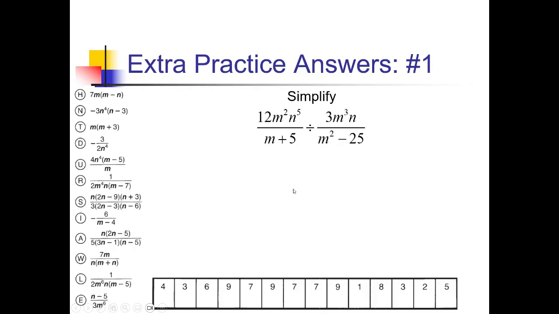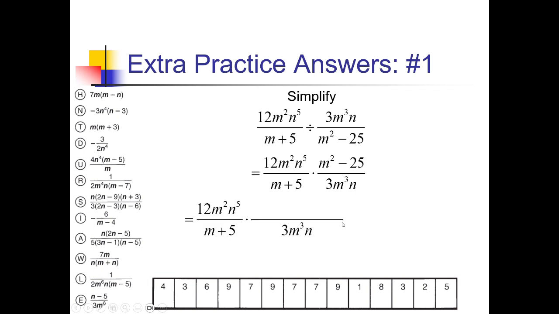So here we go with the first problem. Now with all these problems, since they're all division, our opening move on pretty much all of these is going to be to change the division into multiplication by multiplying by the reciprocal of the second fraction. So keep the first the same, change this to multiplication, and flip the second fraction. So for this one, we have the first fraction times this thing upside down, m squared minus 25 over 3m cubed n. And at this point, we're going to go ahead and factor this upper right expression so that I can split things up and cross some things off. So everything else can stay the same for a moment.